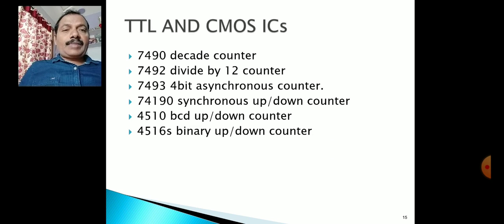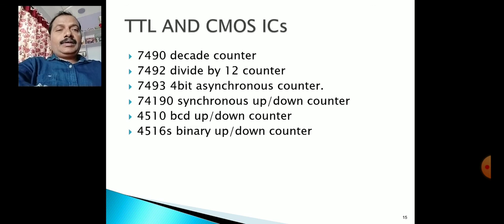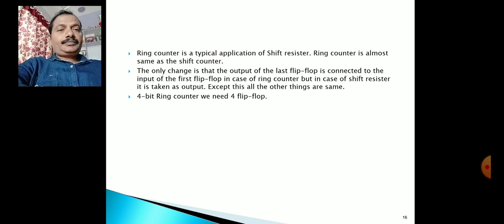So let us see some ICs of TTL and CMOS ICs for the counters. 7490 is a decade counter IC available in the market. 7492 is a divide by 12 counter. 7493 is a 4-bit asynchronous counter. 74190 is a synchronous up down counter. These are all TTL. Next, CMOS ICs: 4510 is the BCD up down counter, and 4516 is a binary up down counter. So these are the ICs available in the market.